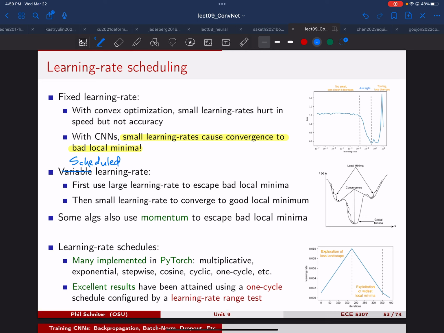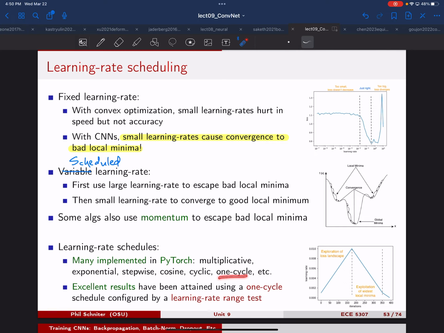So the idea there is you determine in advance that you have this schedule, like I'm going to first use this learning rate, and then I'm going to decrease it, and I'm going to decrease it, and then I'm going to decrease it. And there's many, many different forms of schedule. Like you could multiplicatively go down, you could exponentially go down, you could go down in steps, you can go up and down with a cosine.